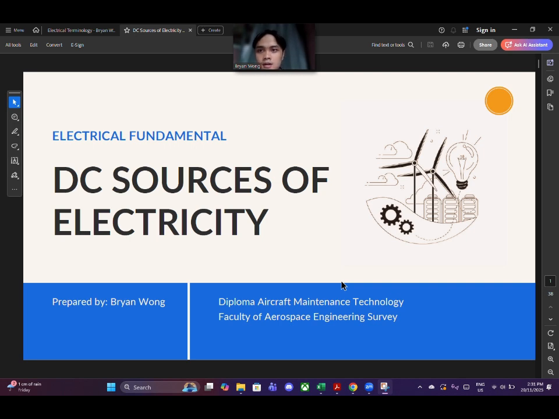Okay, so as of today's lecture, we're going to continue with our electrical fundamentals class. For today's lesson, we'll be going to a new topic, a new chapter, that is DC sources of electricity. This chapter will be discussing DC, direct current, DC sources and electricity. So without further ado, let us proceed with today's lesson.